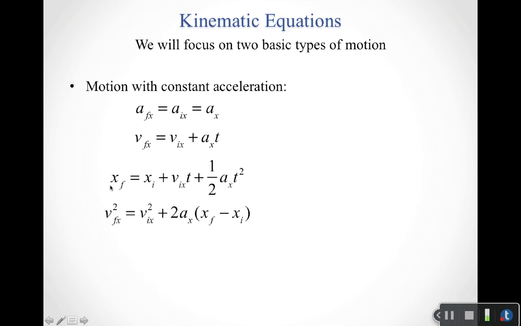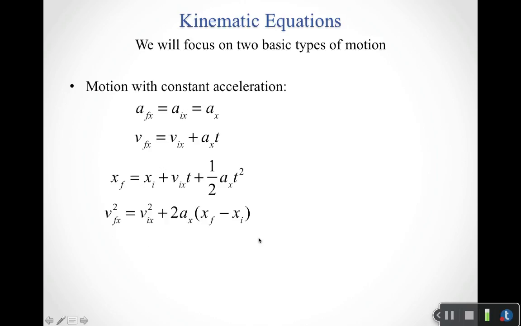But I also want to think about how the position is changing. And if the velocity is changing, then this changes the way that I need to think about the position. So I have a new position equation that tells me that the final position is equal to the initial position plus the initial velocity times time plus 1/2 times the acceleration times time squared. So this ends up being a quadratic equation now that tells me how to figure out the final position. You'll notice both of these two equations have time.